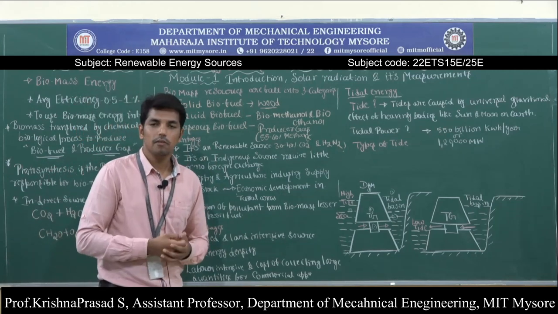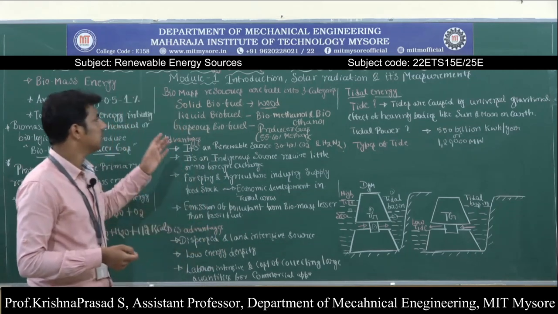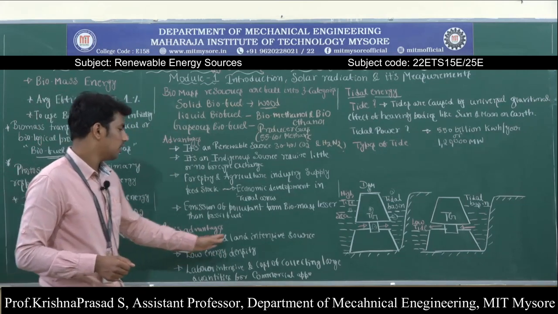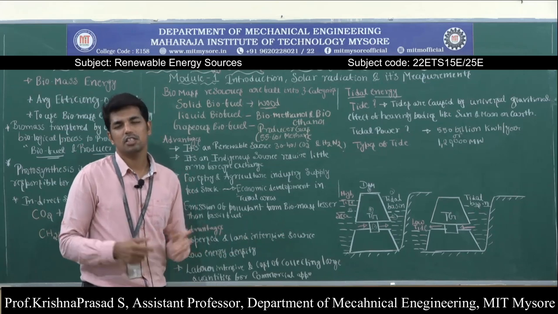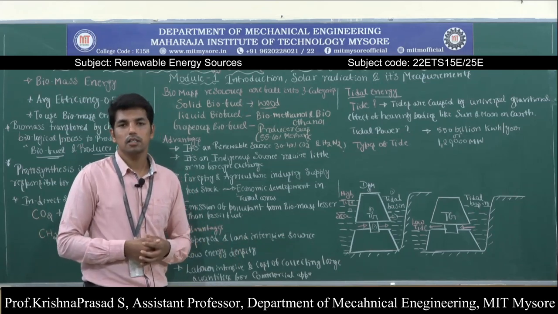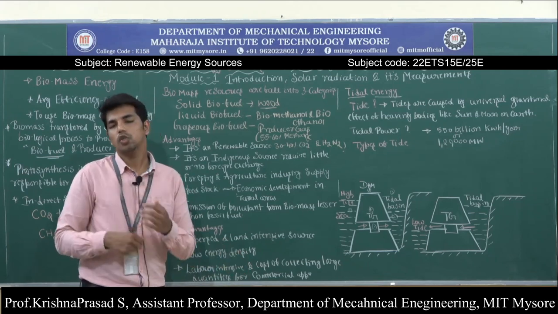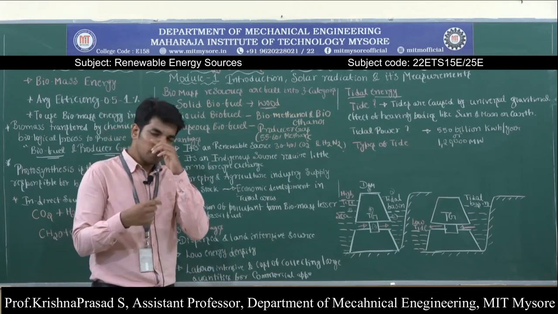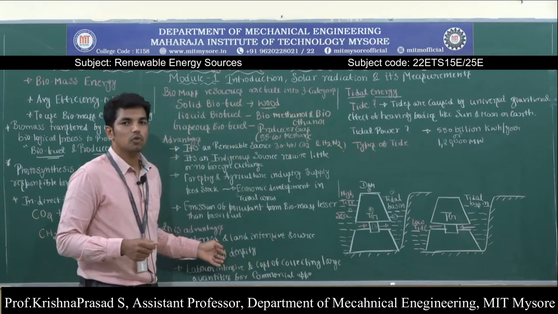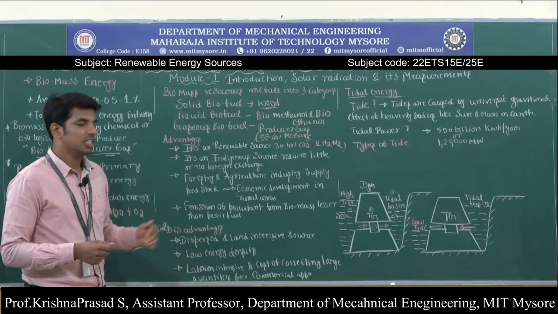Then there are also some disadvantages in the case of biomass energy. The first one is that it is a dispersed and land-intensive source. That means it occupies a very huge land, whatever from the animal waste. And in order to obtain biomass energy by the photosynthesis process, it also occupies a very large area.